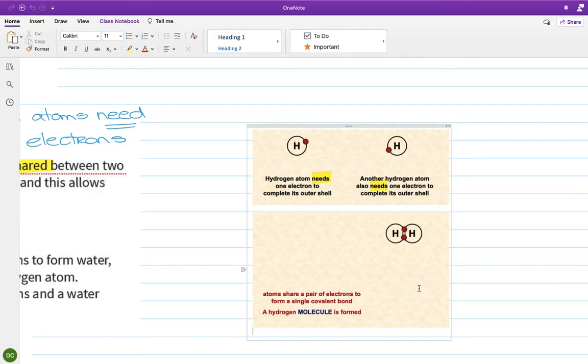They now both have a full outer shell. Okay, again, I know it's only 2, but because they only have the first shell, that is full. And then the molecular formula for that is H2. So it's 2 H's. Yeah?